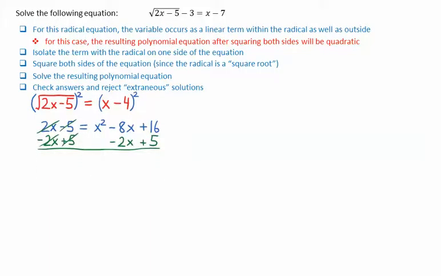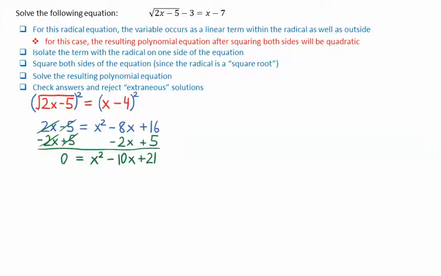We then want to get the 2x and the minus 5 to the other side, making one side equal to 0. This is the process for solving a quadratic equation. We end up then with 0 equals x squared minus 10x plus 21.